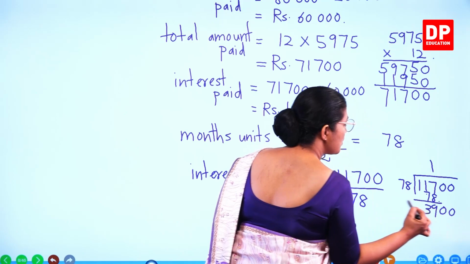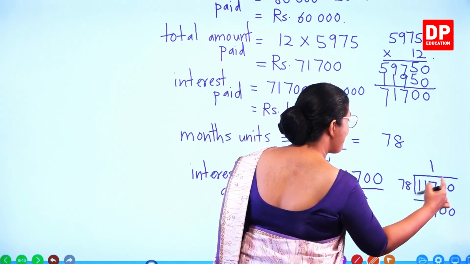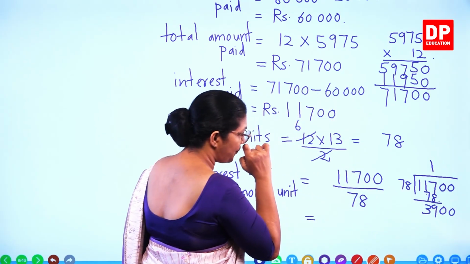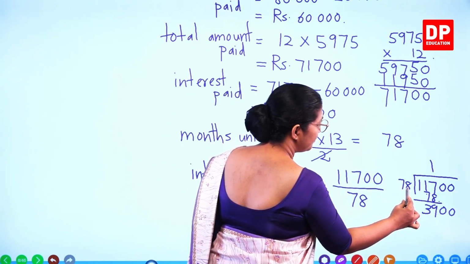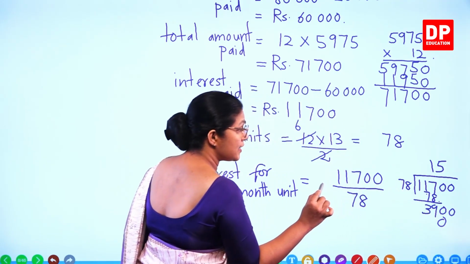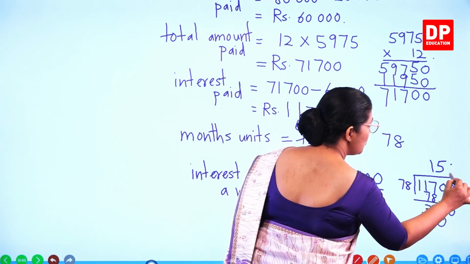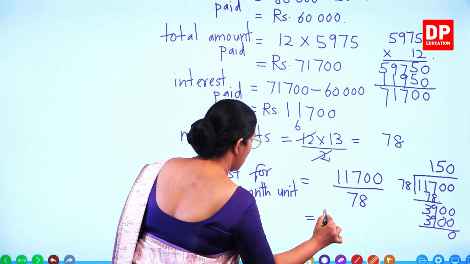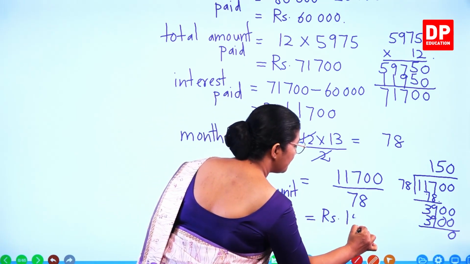9 remaining. So 3,900. So here when you multiply it by 2, more than 2. So let's take 5. So 5. 5 times 8, 40. 4 remaining. 5 times 7, 35. Plus 4, 39. So that means you get 150 is the amount for a month unit.